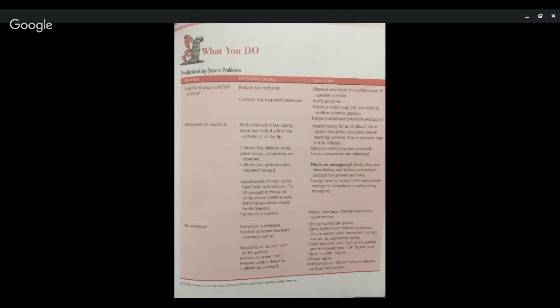For dampened waveforms, potential causes could be air observed in the tubing, blood clotted within the catheter or at the tip, catheter kinks or knots, loose tubing connections, catheter spontaneously migrated forward, or inappropriate monitor scales selected. For example, if a pulmonary pressure is measured using the arterial pressure scale, the waveform would be dampened. Another cause could be that the transducer is cracked.